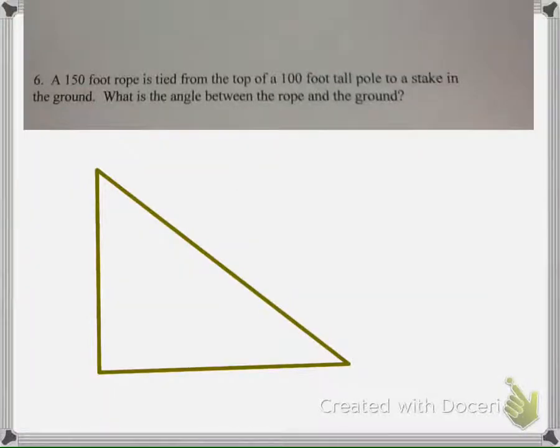Here's my triangle labeled. 100-foot tall pole, 150-foot rope. The rope is 150 foot long. It doesn't say it's 150 feet from the pole to the stake or anything like that. It says the rope itself, 150 foot long. So you have to picture the situation in your head. The rope is up there in the air, not on the ground. And we want to know that angle.